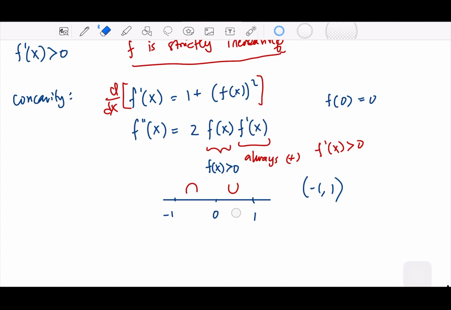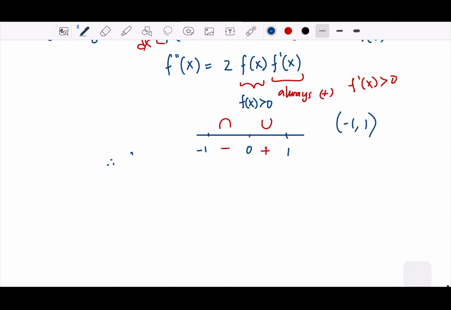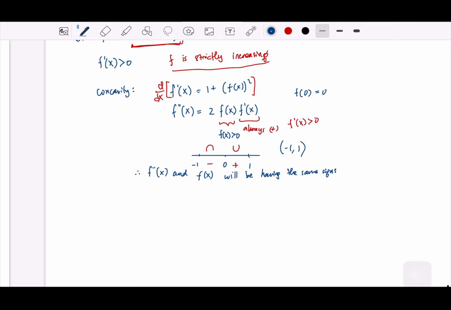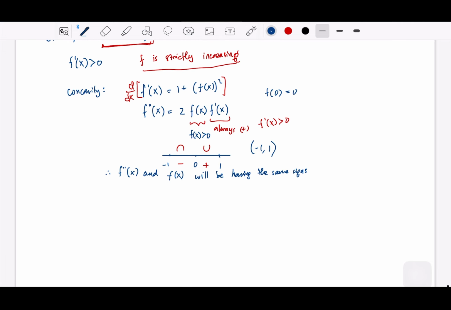Wait. This is supposed to be like that. Okay. So it depends on the f of x. So f of x, if it's greater than 0, it's positive. If less than 0, it will be negative. So we could take the conclusion that f double prime x and f of x will have the same signs. What is the question? Yeah, concavity.